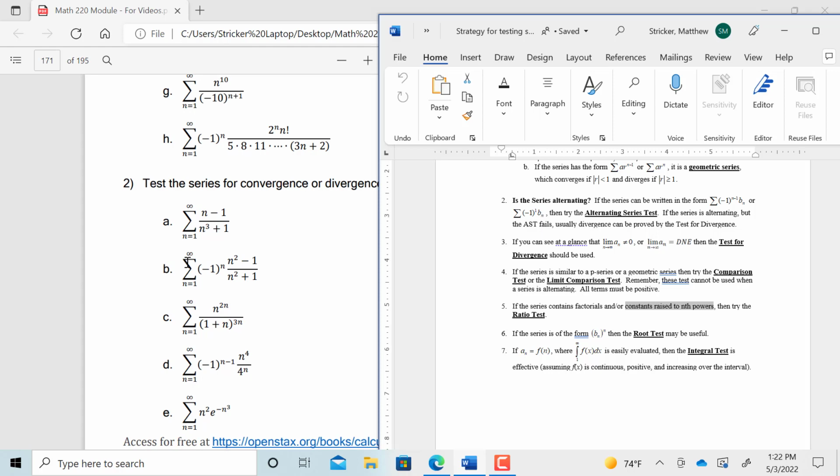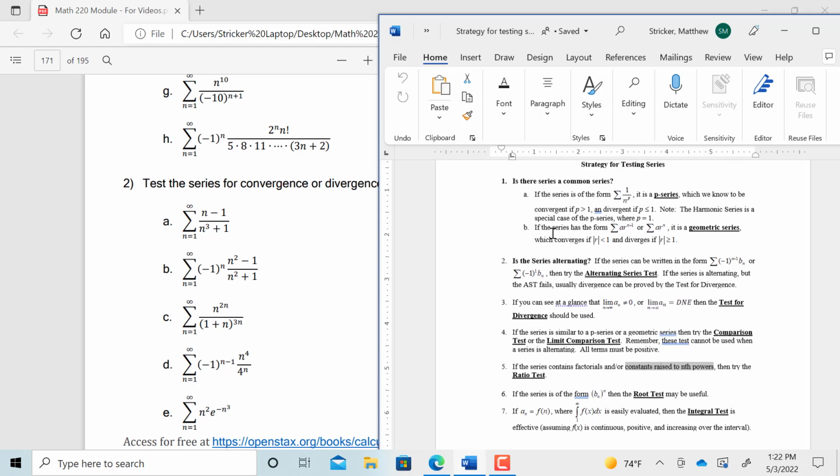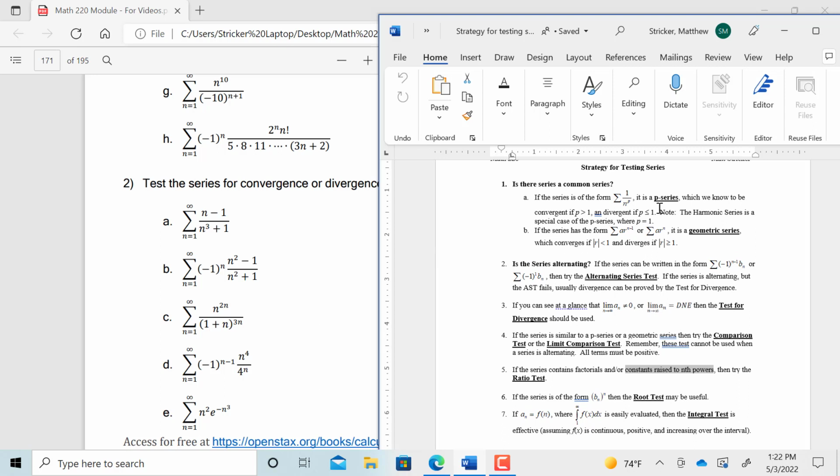I'm looking at that, I'm going, okay, so let's go through the common things here. Does it look like a P series? No. Does it look like a geometric series? No. Is it alternating? No, it doesn't have -1 to a power. Can I use the divergence test? Well, if you take the limit of these terms, you're going to end up getting 0 as your limit.